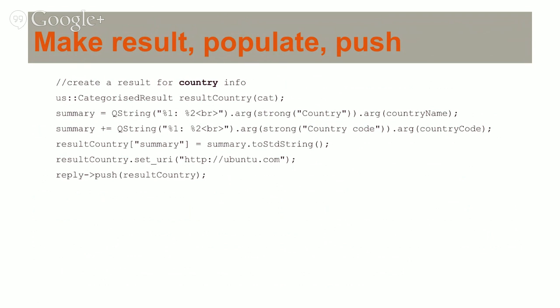So for example, here's the country info. The details are all the same here. I'm just using the country name and the country code. So I create a new result, start with a summary string. This time it doesn't start with plus equals, just equals, so it gets a new value. I put in all the markup I want. I set the result country, categorize result, summary field to my new string, set the URI, and then push it.